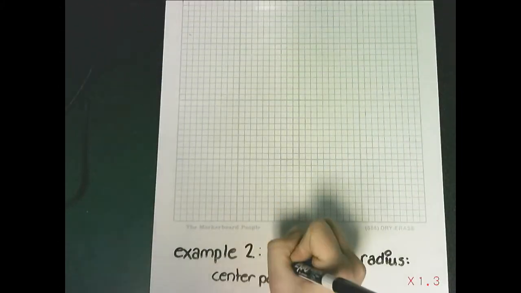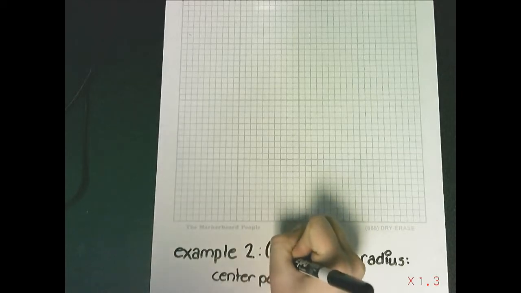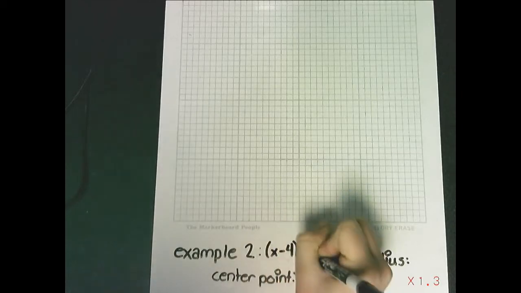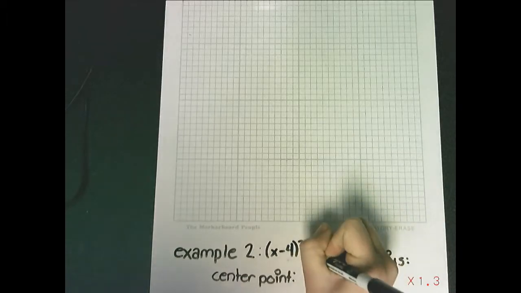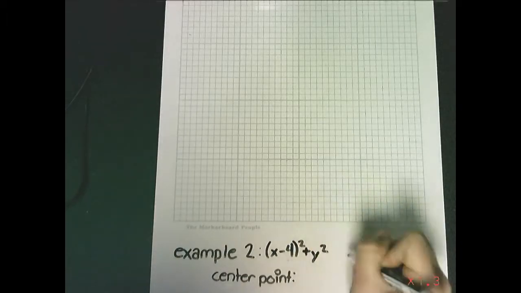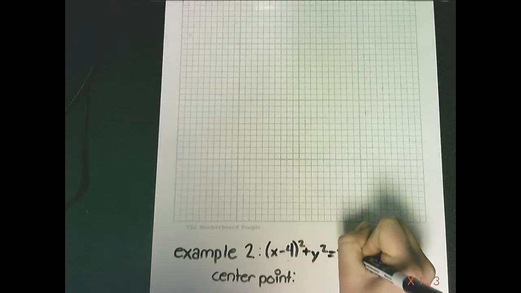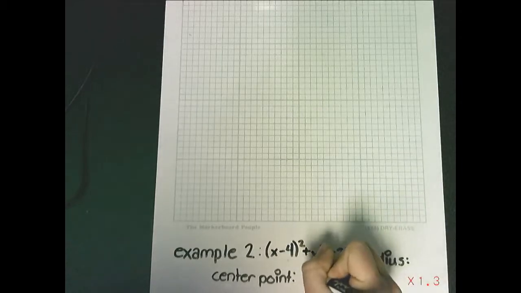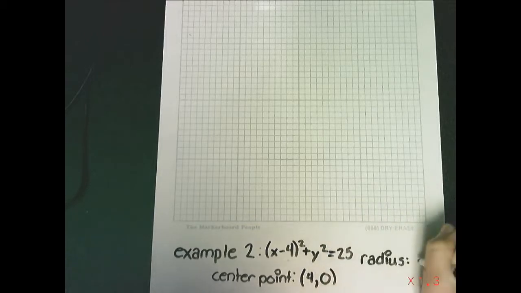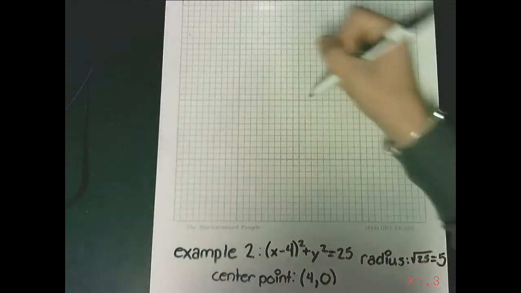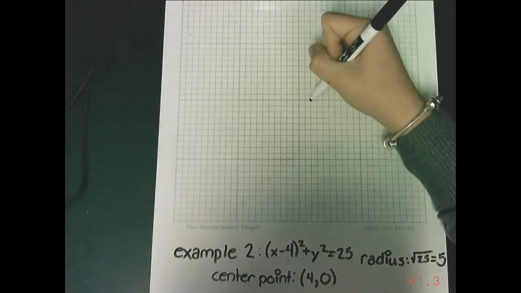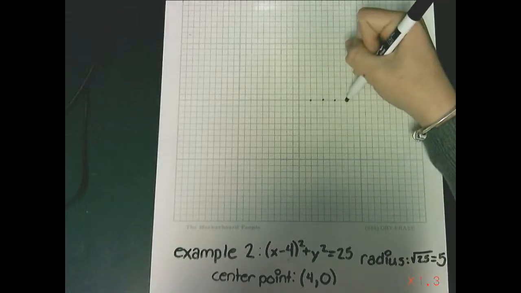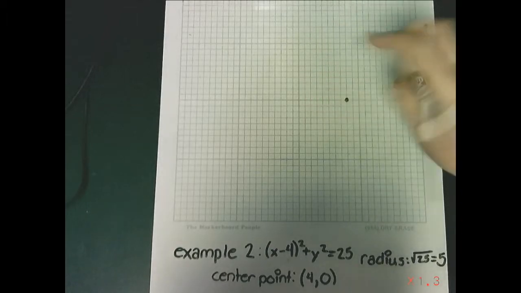Okay, for example 2, our equation is, in parentheses, x minus 4, end parenthesis, squared, plus y squared is equal to 25. So to find the center point, you must take what is either added or subtracted from x squared or y squared. So in this case, the center point would be 4, 0. To find the radius, you must take what is to the right of the equals sign, which is 25, and find the square root. So in this case, it is 5.